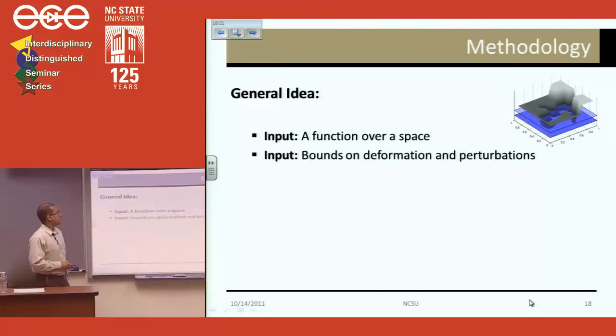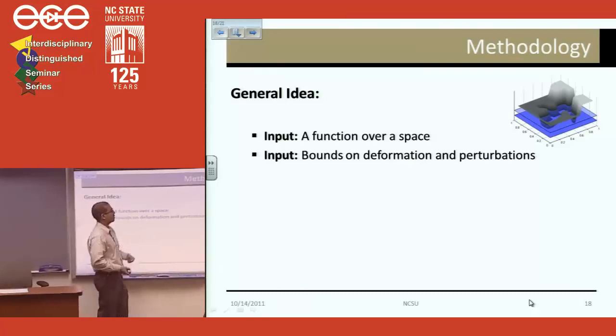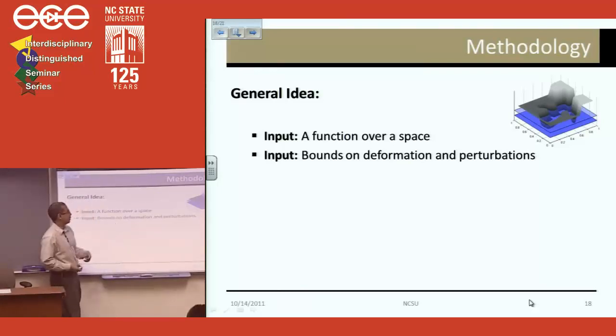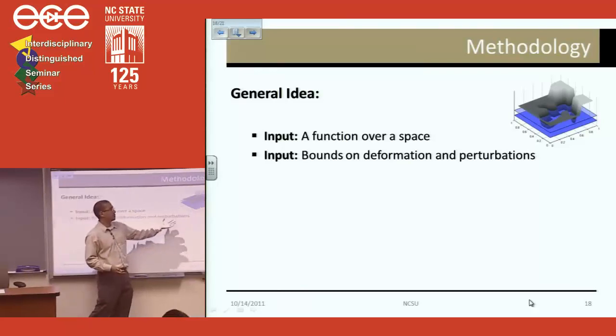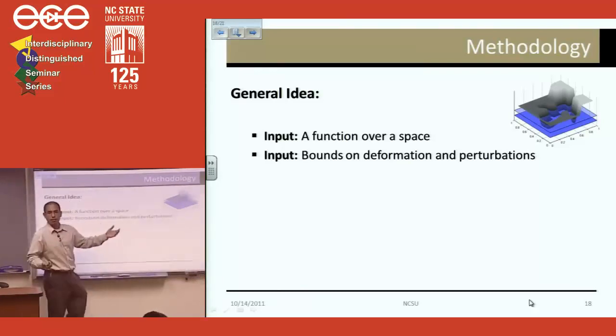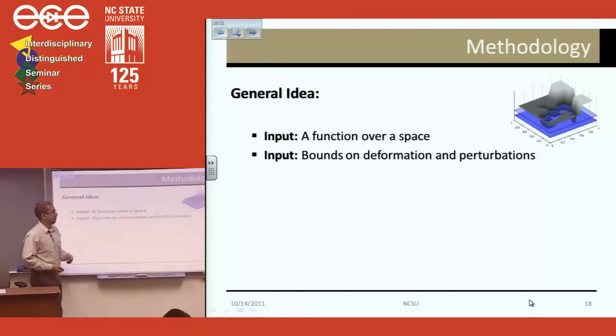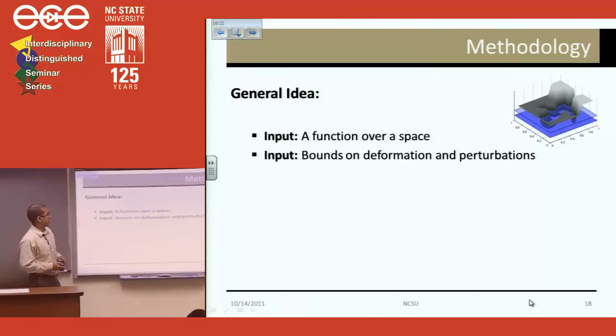Also, we had as input some sort of bounds on the deformation and perturbations, right? So deformations because there was some sort of change in perspective or motion due to whatever object that we see, and perturbation because there was some sort of noise in the measurements or uncertainty or quantization due to discretization of the image itself, of the function.